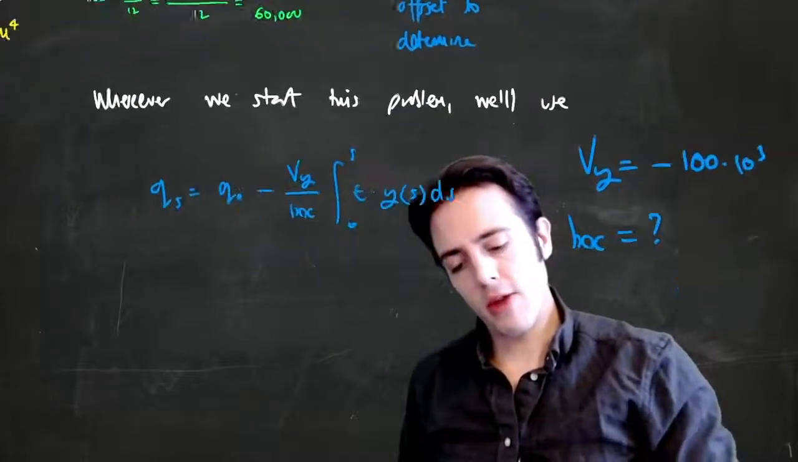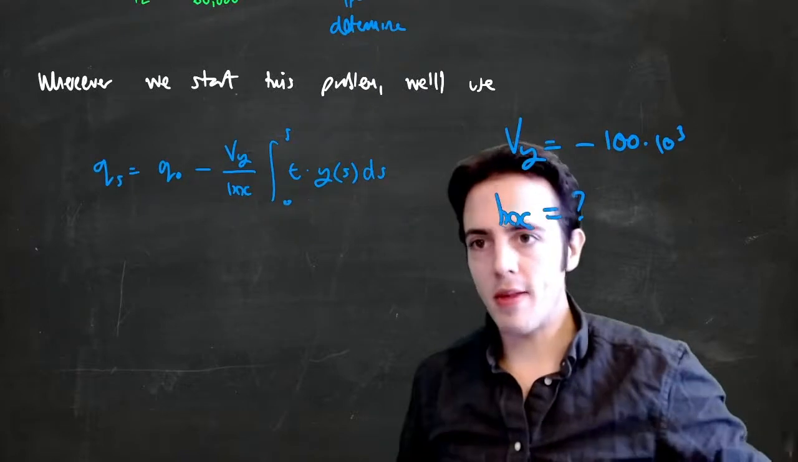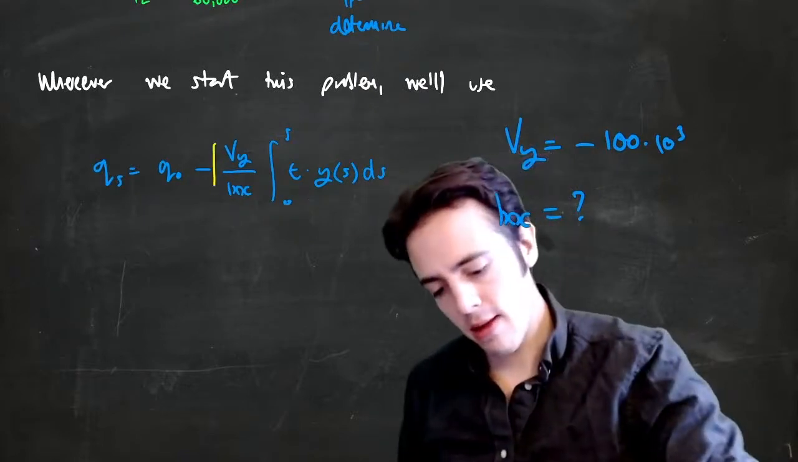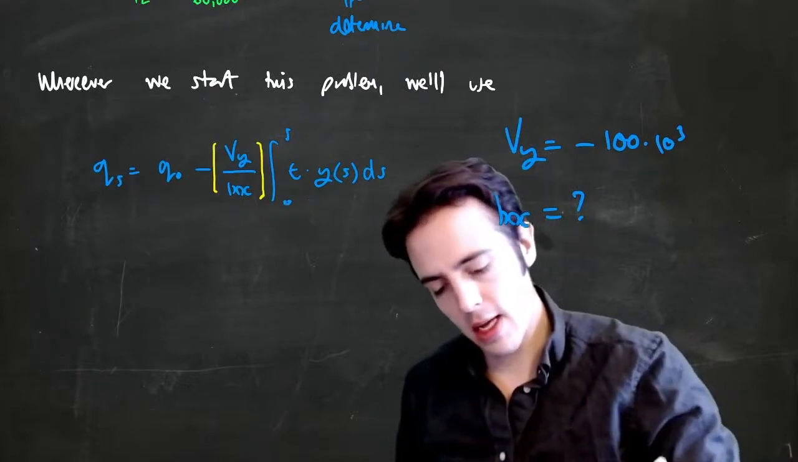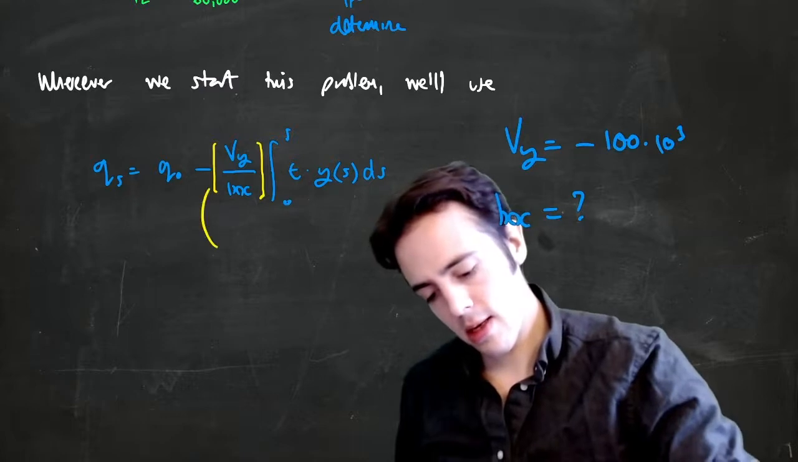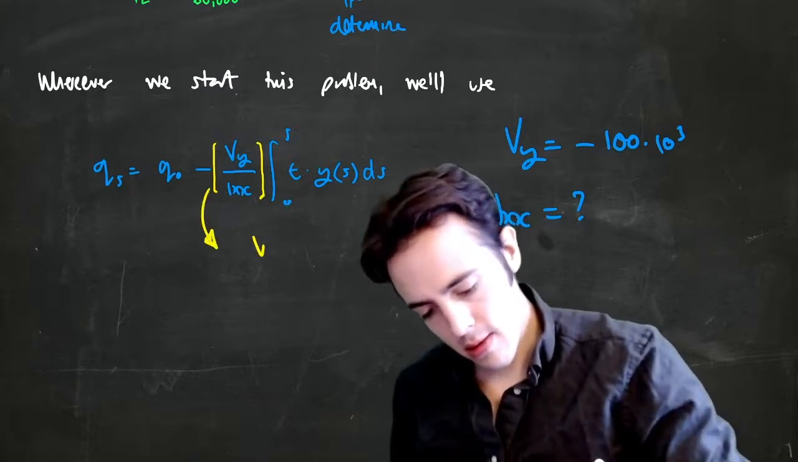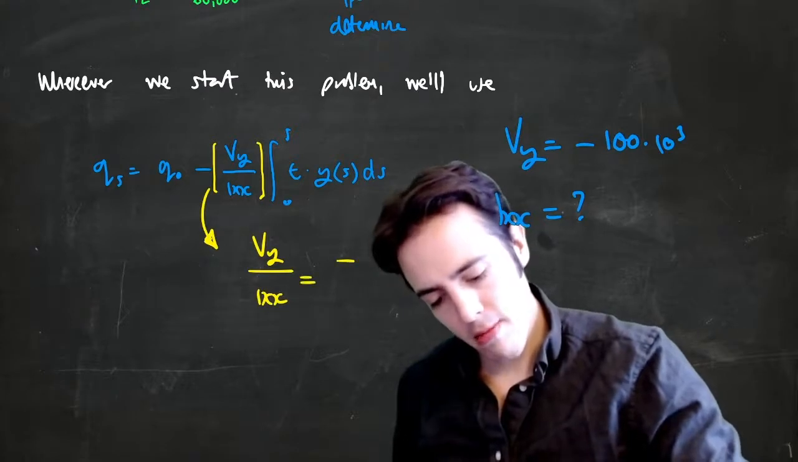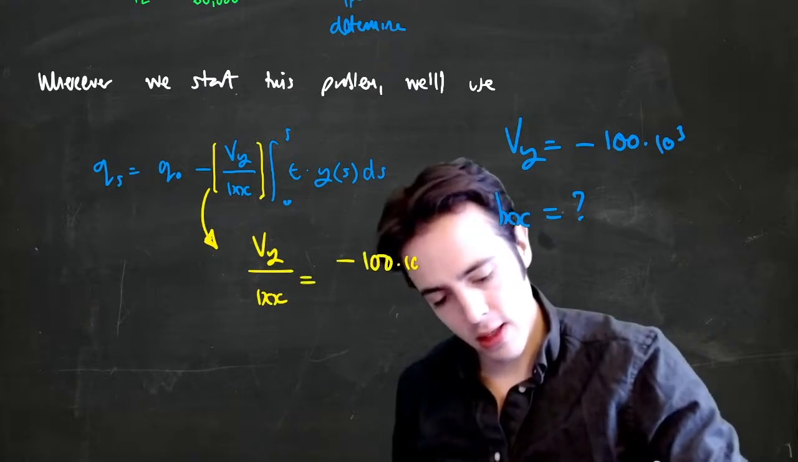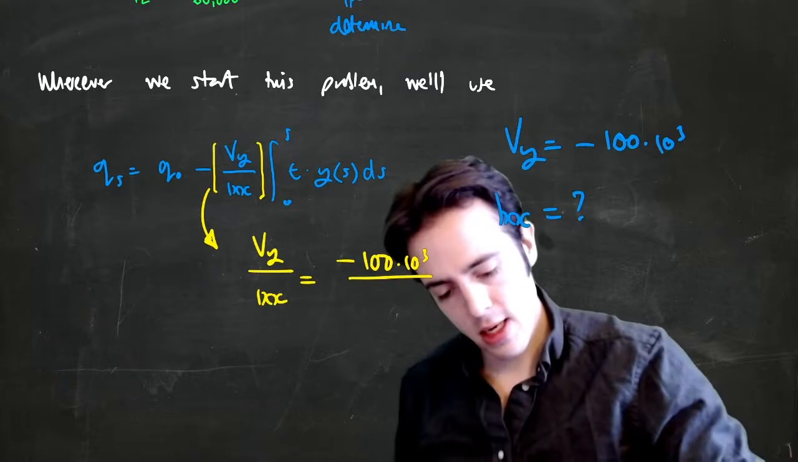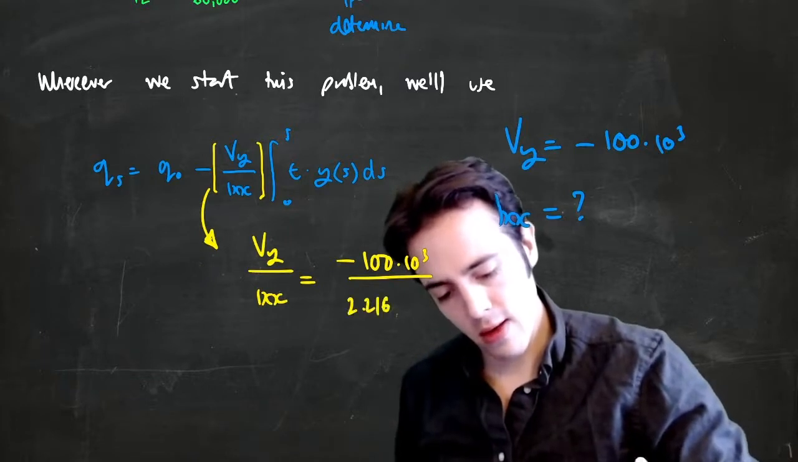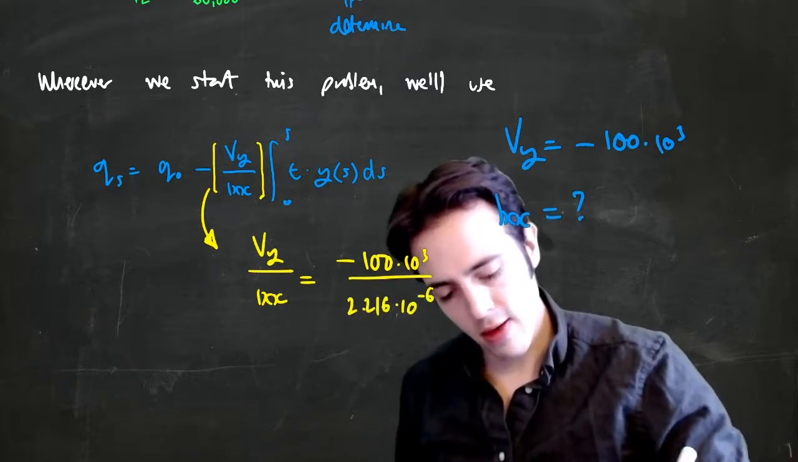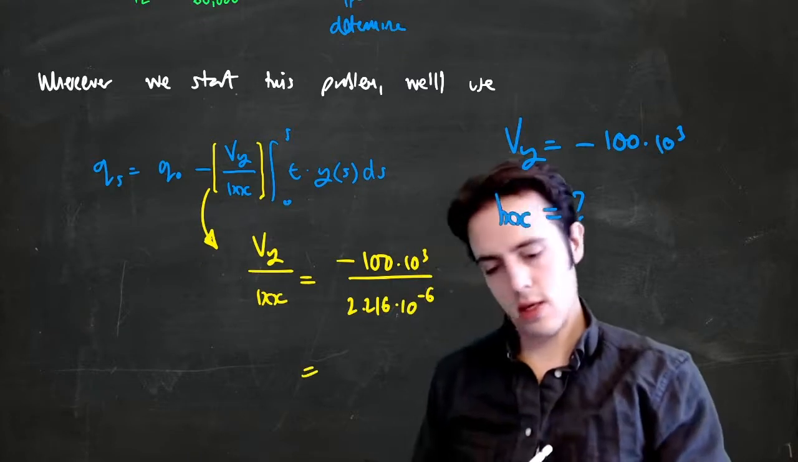But what that enables us to do is that before we even split this problem into sections, we can just replace this with a number. Okay, we can say Vy on Ixx is equal to minus 100 times 10 to the 3 divided by 2.216 times 10 to the minus 6. So what's that?